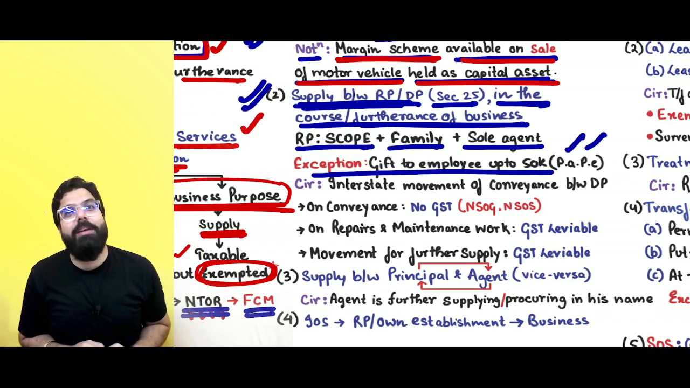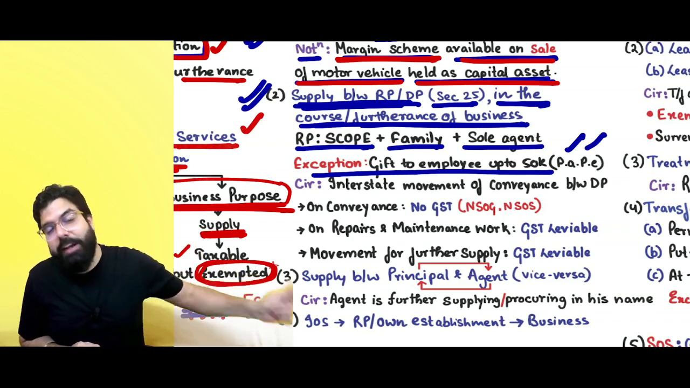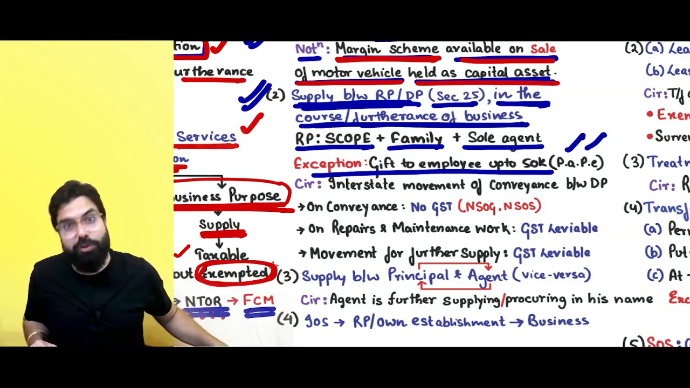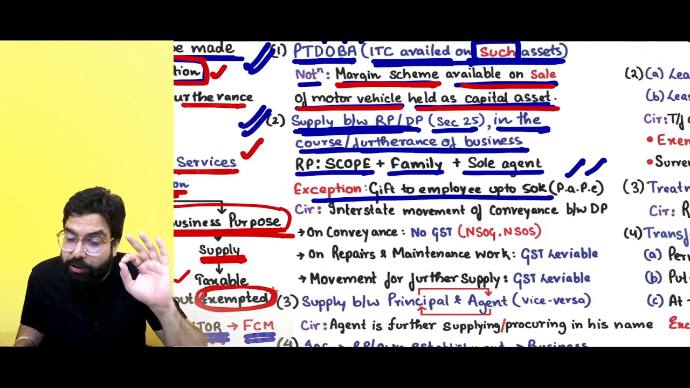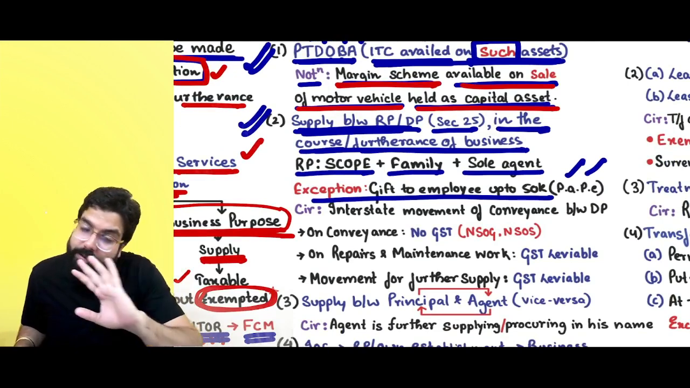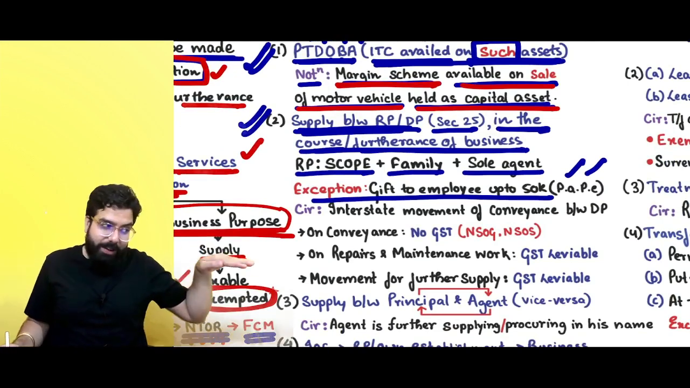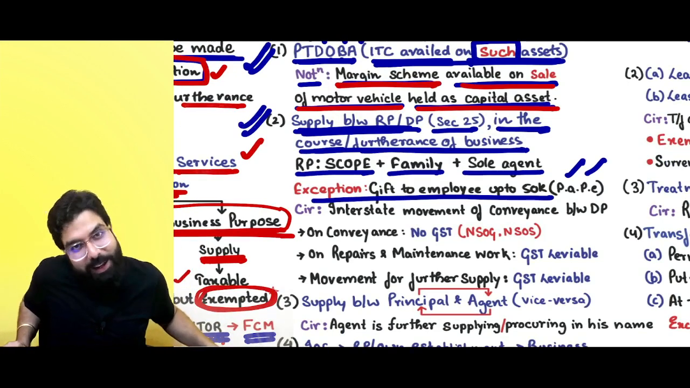For example, I gave my employee an iPad of 70,000. That time it is a supply. I will get ITC also. Yes, sir, point is clear. But if you are giving up to 50,000 per annum per employee, then it shall not be a supply. If it is not a supply, ITC also will not be available.